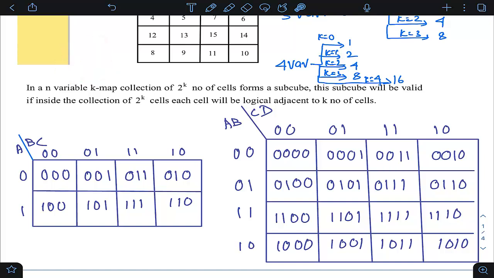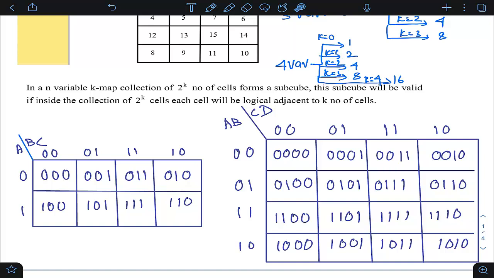So these are certain rules we need to understand before we go into the solving process of the K map. So first thing is, the collection should be 2 raised to power k. So it could be 1 cell, 2 cells, 4 cells, 8 cells or 16 cells, not anything beyond that. So in an n variable K map, a collection of 2 raised to power k number of cells forms a subcube. So a collection of 2 cells, this is a subcube. A collection of 4 cells, this is a subcube. This is also a subcube. Then a collection of 4 cells, this is also a subcube. Like this, you can have your own way to find these subcubes.